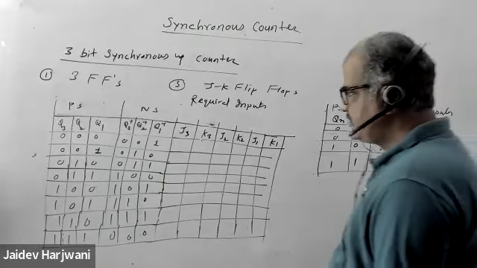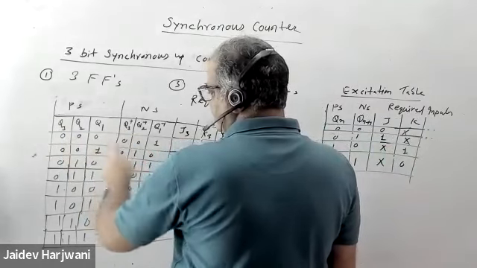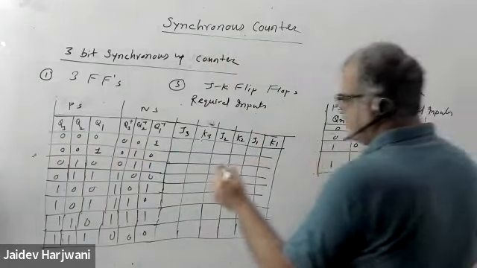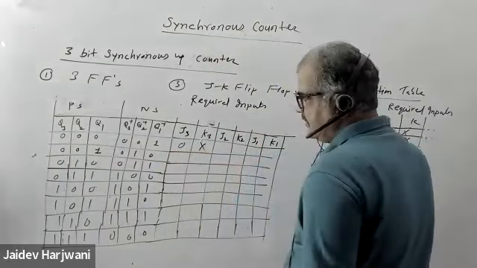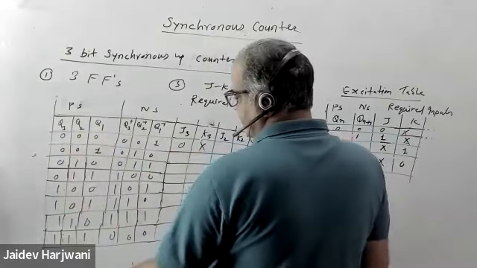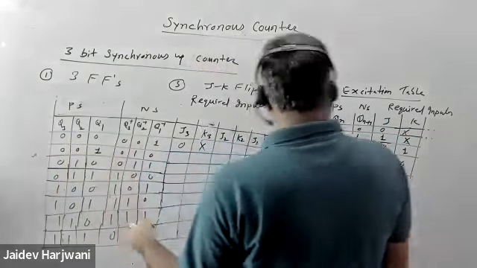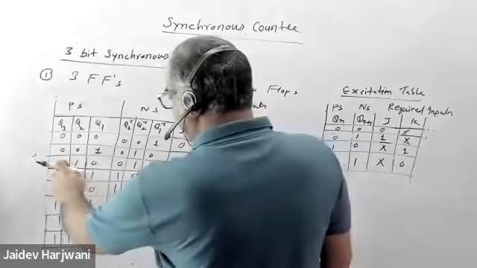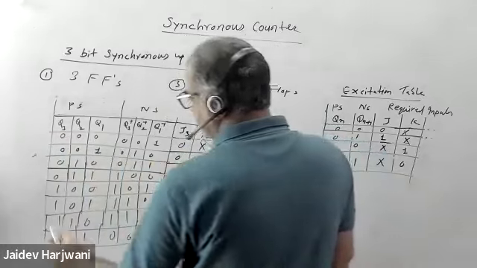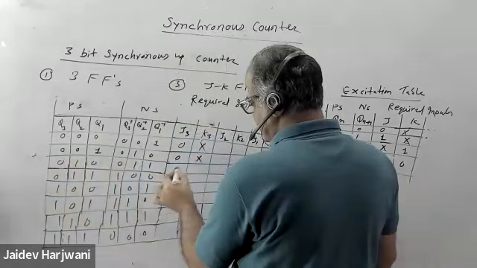Now you just have to see the third flip-flop, Q3 next state. It's going from 0 to 0. So 0 to 0 requires 0x. That requires input 0x. Then you have to see Q3, then you have to see Q2 like this. Similarly, Q3 going from 0 to 0, again 0 to 0, 0 to 0, you have 0x. Then Q3 going 0 to 0 again, so 0x.